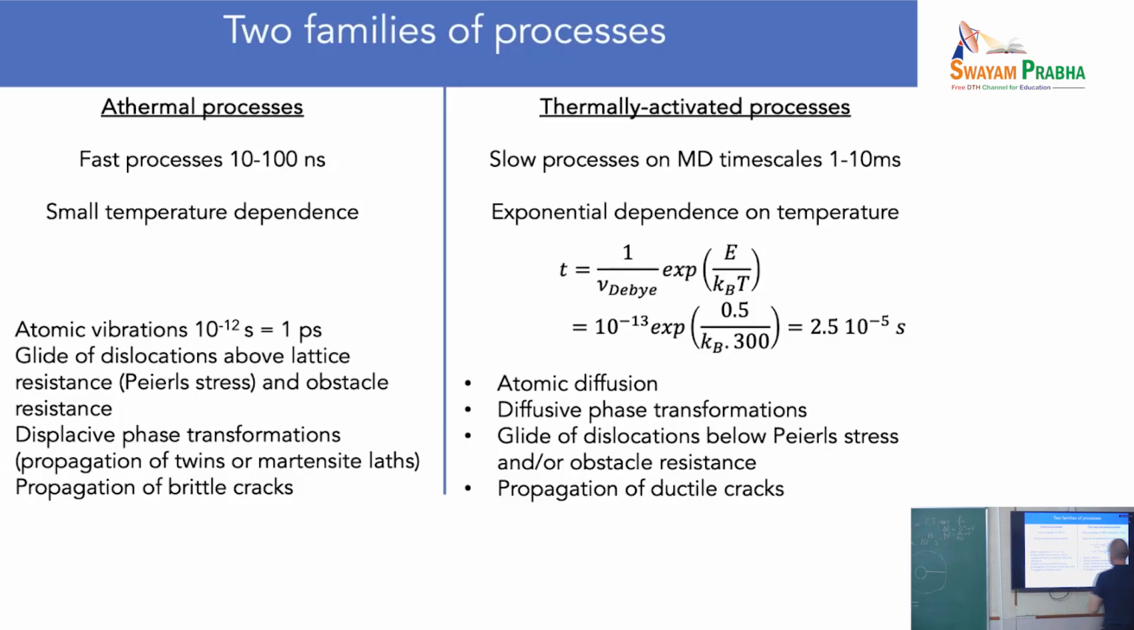Now the bad guys is everything related to atomic diffusion, diffusive phase transformations, the glide of dislocations when there is a resistance due to the lattice. So this is the case of screw dislocations in BCC metals. And ductile cracks also will propagate thermally activated.